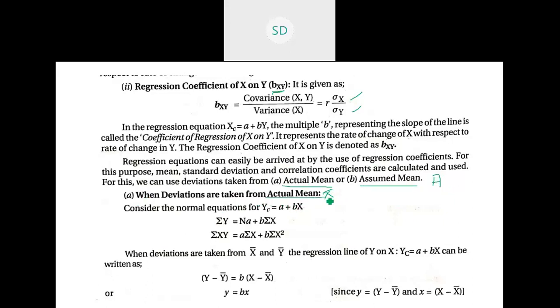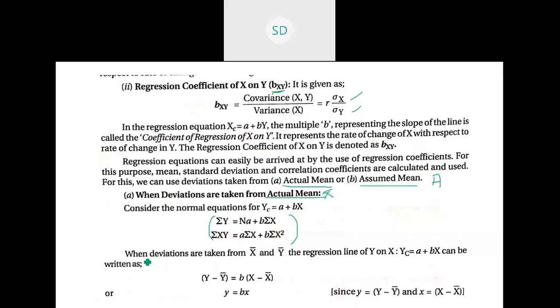Now again, let us see how it is done. Firstly, y on x they have taken. So the first one is y on x: y is equal to a plus bx. And if you remember, these equations are the same as y on x which we calculated before. The same equations are considered here. Okay, now let us read further.